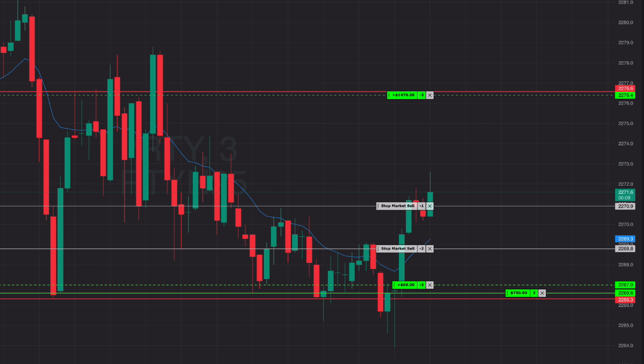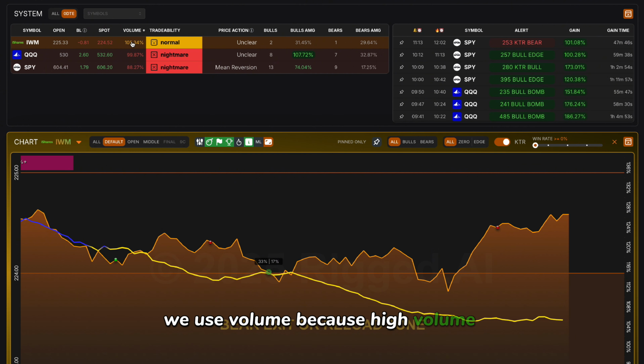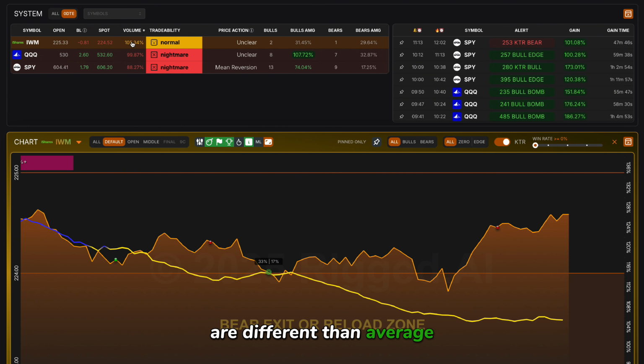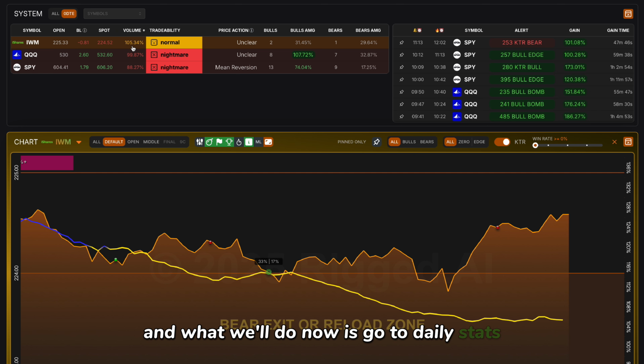When we like to use daily stats, we use volume because high volume sessions are different than average volume sessions and are different than nightmare. So we can see we're at 105.34% of the 14-day average. You know, that's okay. And what we'll do now is go to daily stats and look at other relevant sessions.